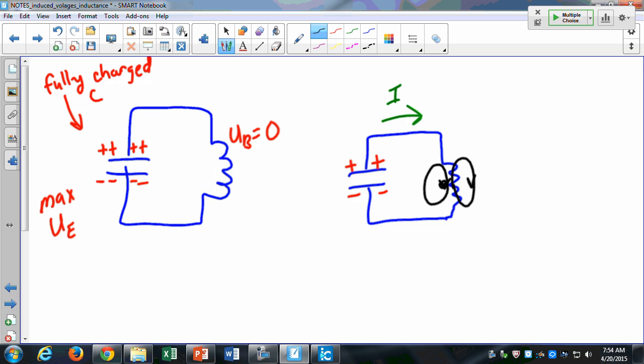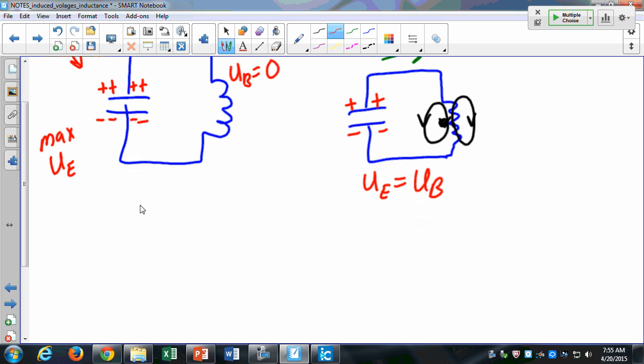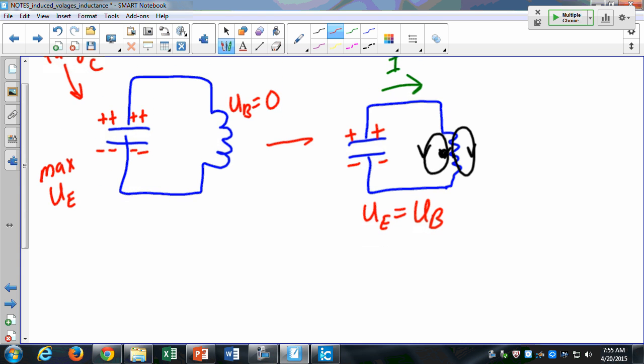Oh, that's the wrong direction, sorry. Magnetic field over here. So now I have energy that's stored in the electric field, and at some point this is going to equal the energy stored in the magnetic field. So I started out with maximum energy in the electric field, no energy in the magnetic field. Now I have equal electric and magnetic fields containing the energy. All right, so I go from here to here.